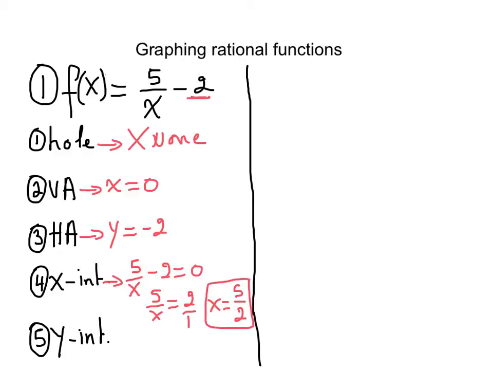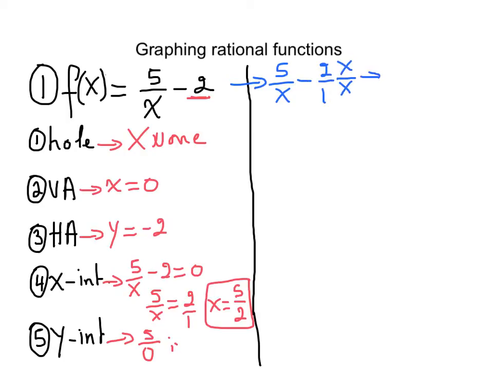The y-intercept, we're going to make x equal to 0. And you know, when you divide by 0, it's impossible. Here is another approach. I want you to take this function here and do a common denominator. So if you have negative 2 over 1, multiply top and bottom by x.